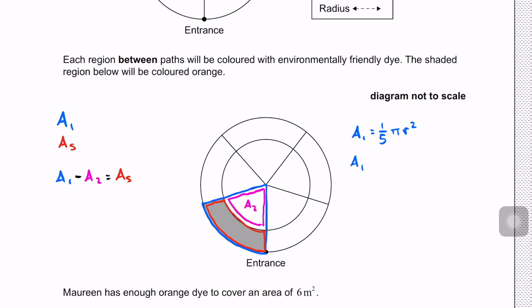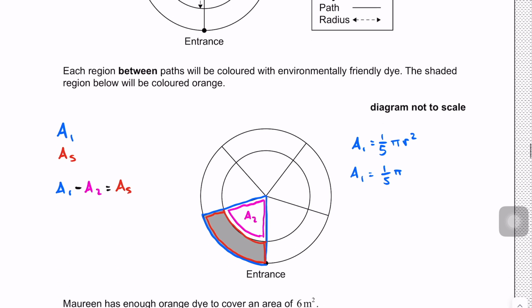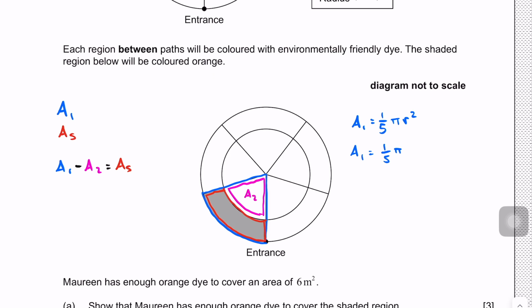Just once again, we have this whole circle divided up into 5 equal sectors. So we have 1/5 of the area of a circle. So let's work that out. 1/5 pi r squared. In this case, the radius of the bigger circle is 4, so this is 4 squared. This is going to be 16 over 5 pi. You could use decimals for this, that would be fine as well.